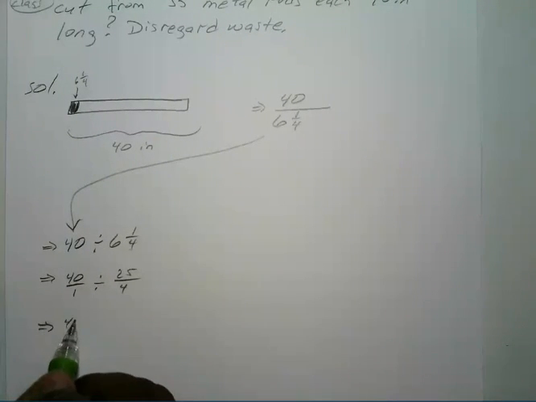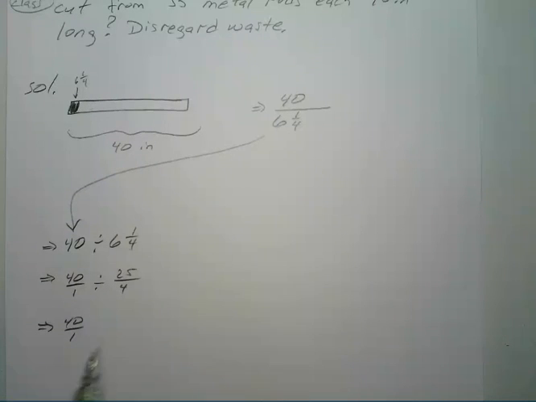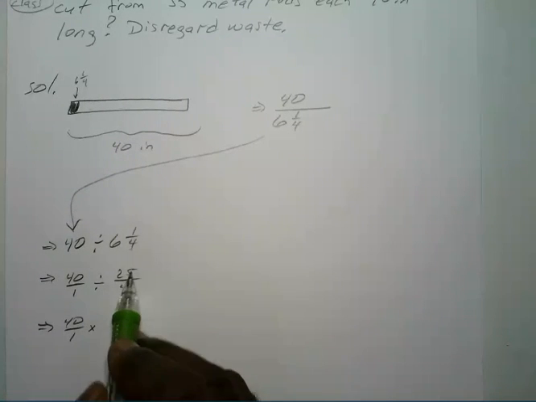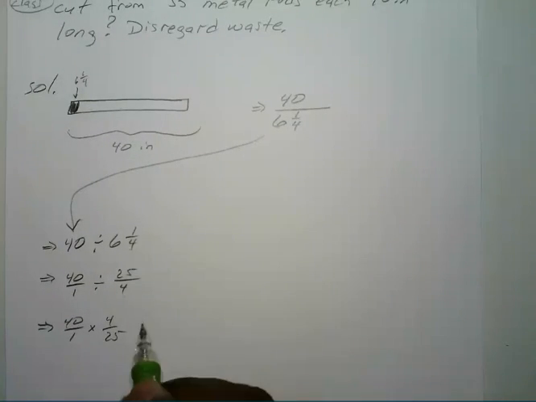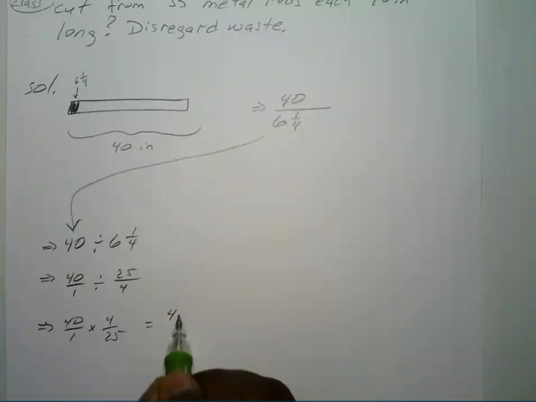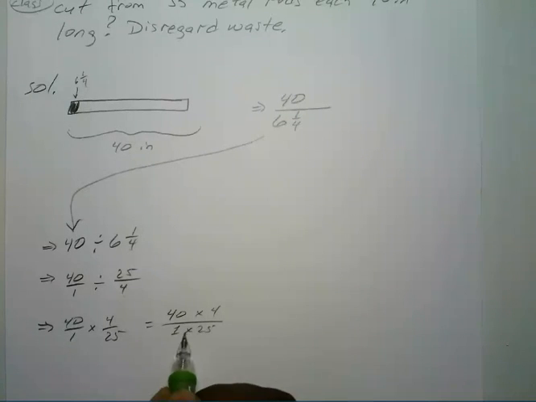Okay, so now that we have our fractions, we can go ahead and apply our steps. Write down your first fraction. Your division changes to multiplication, and you flip the second fraction. All right, so we go ahead, and we have our 40 times 4 over 1 times 25.